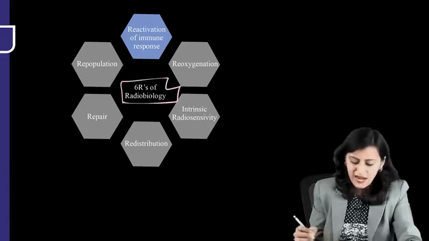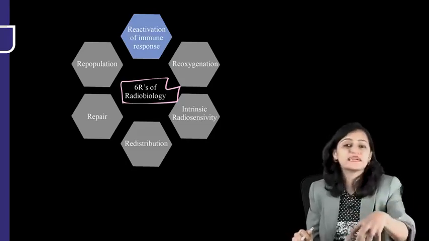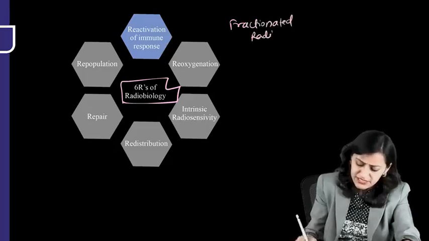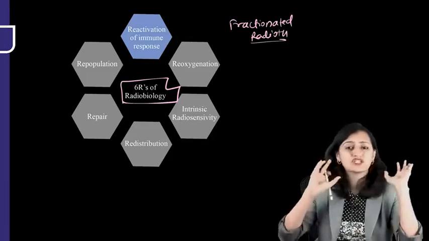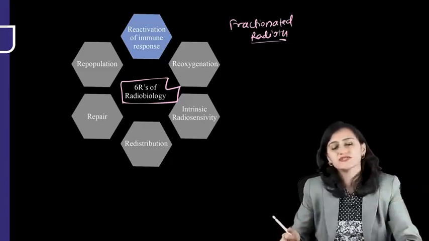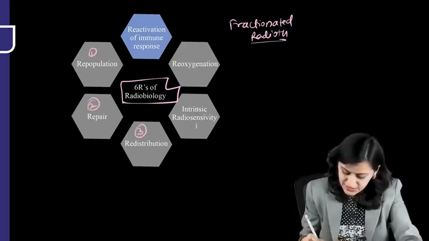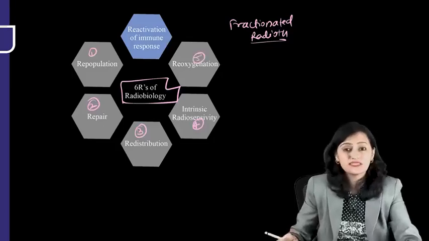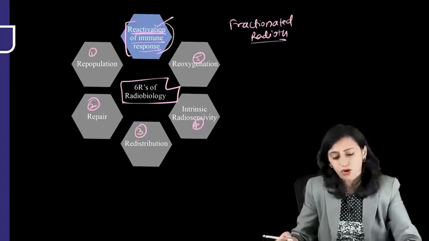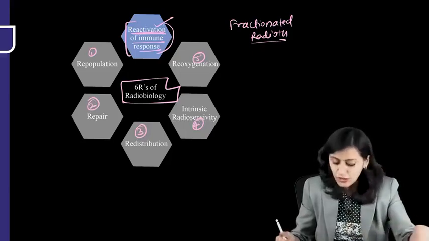Now coming to the 5 R's or the 6 R's of radiobiology, which are basically taken advantage of in fractionated radiotherapy. Right, so what is fractionated radiotherapy? Rather than giving all the radiation dose at once, we give them in fractions. So this takes advantage of the 6 R's of radiobiology, that is repopulation, repair, redistribution, radiosensitivity, reoxygenation, and the 6th R, the new one, is the reactivation of the immune response. So fractionated radiotherapy takes advantage of these 5 or 6 R's of radiobiology, right?